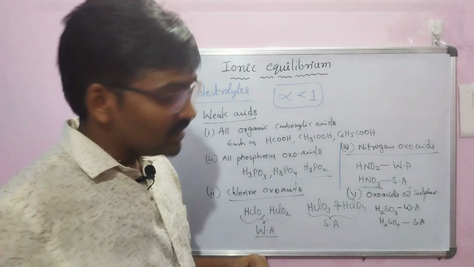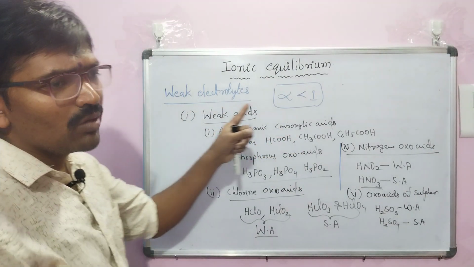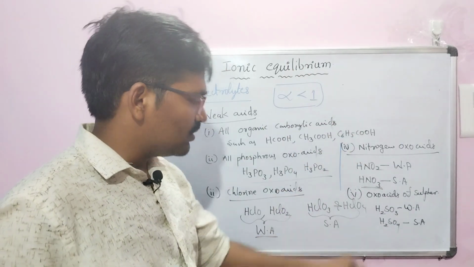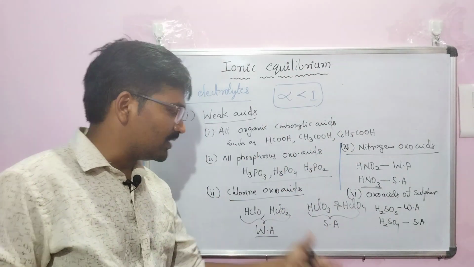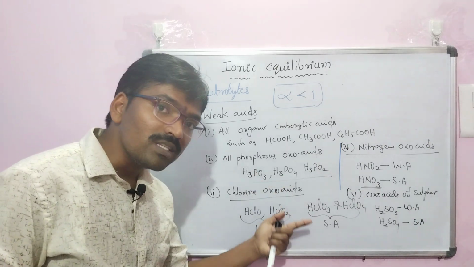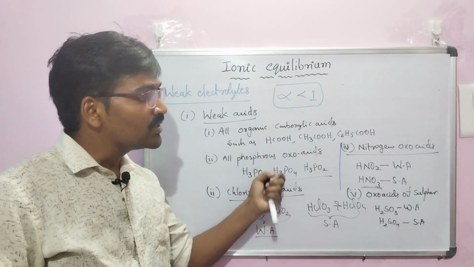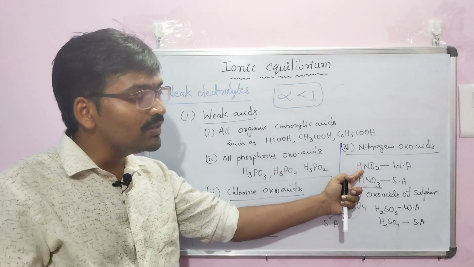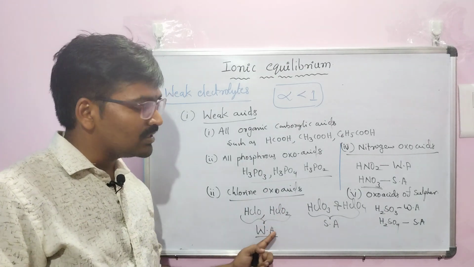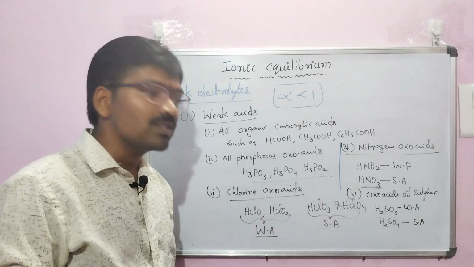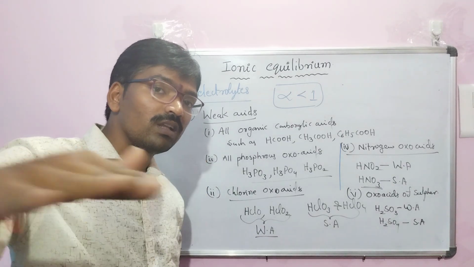Okay, right? So now all the acids we have discussed. All organic carboxylic acids are weak acids. Phosphorus oxo acids are weak acids. Chlorine oxo acids are weak acids. Nitrogen oxo acids are weak acids. In nitrogen oxo acids, one is weak acid, one is strong acid. In chlorine oxo acids, 2 are weak acids and the remaining 2 are strong acids. Among the oxo acids of sulfur, H2SO4 is, no doubt at all, a strong acid.